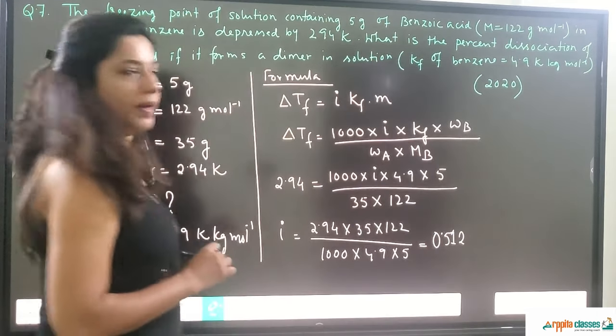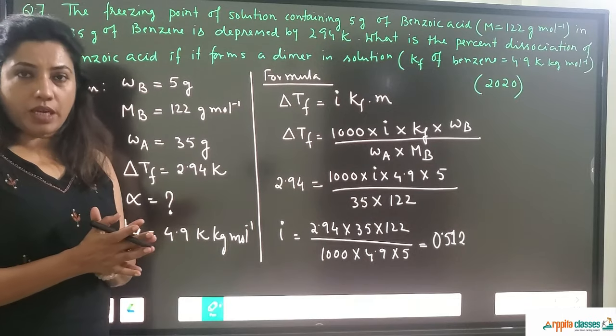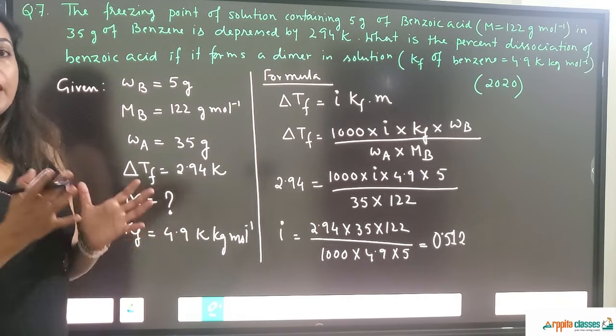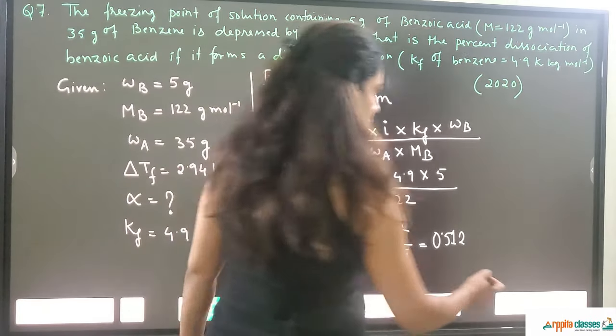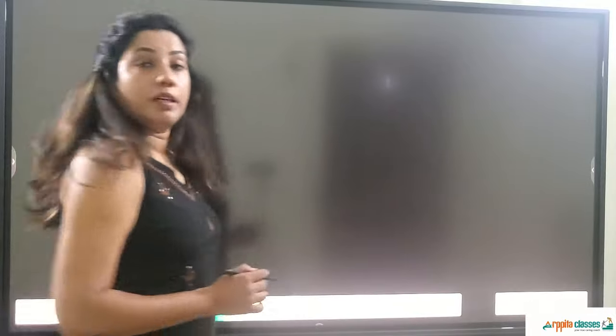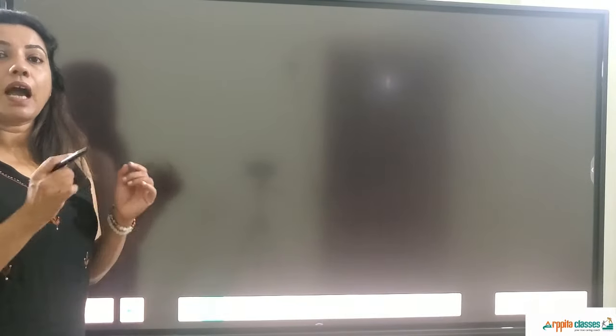This is the value of I. Now since it is getting associated, the benzoic acid is forming a dimer. So we have to use the formula, that is the relationship between I and alpha, for association.